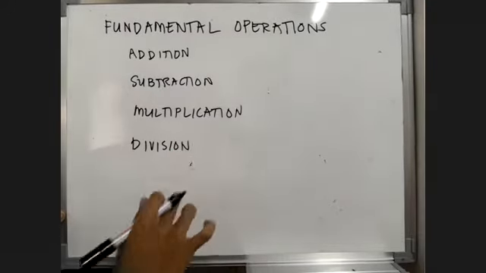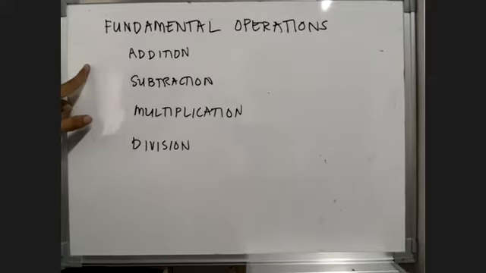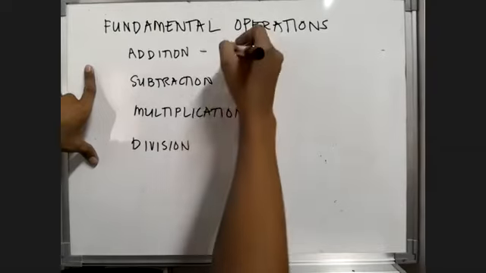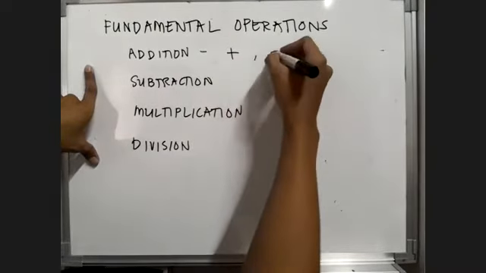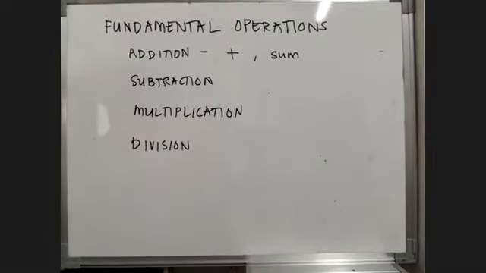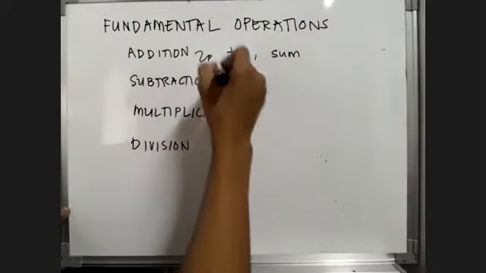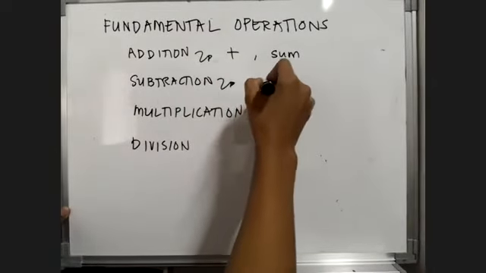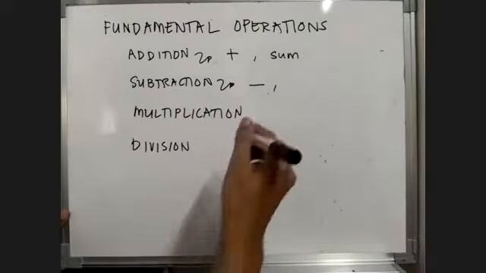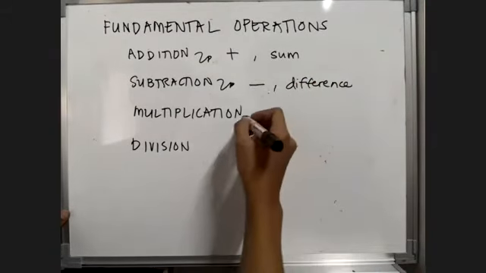So, ano-ano yung mga symbol niyan? The symbol for addition is plus. Okay? Plus sign. So, yung tawag sa result niya is sum. Okay? Next, sa subtraction, ang symbol niya, yung kanyang minus sign. Ang tawag sa result niya is difference. So, review lang to ng grade school.